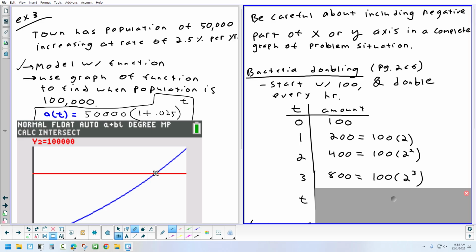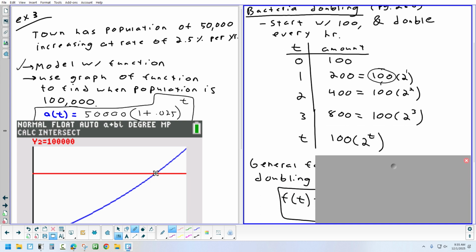So if you look at the amounts, it's always what you started with times 2 to the number of hours that have gone by. So 2 to the third because 3 hours had gone by, 2 to the second because 2 hours had gone by, 2 to the first because 1 hour has gone by. So in general, that would be the formula in this problem. The initial amount times 2. You just have to tell me how many hours have gone by, and I'll fill it in.